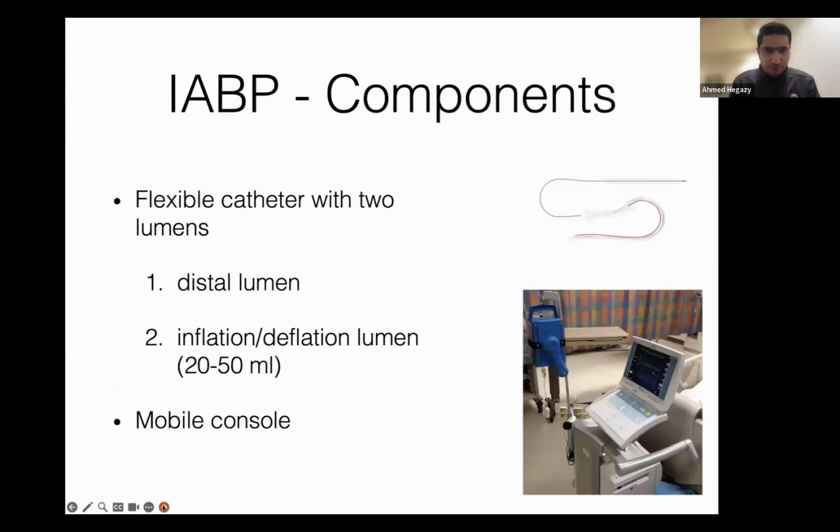The components of a balloon pump is that it's a flexible catheter with two lumens. The distal lumen is the lumen that you can transduce, that you can measure pressures through. You can flush that distal lumen as well. And then there's an inflation-deflation lumen that comes in different sizes. And the gas that it inflates and deflates is helium. Why helium? Because it has the lowest density possible. It's easy for helium to go in and out of the balloon at very quick speeds. Any other gas would have a higher density. It would be more tough to push the gas in and out that quickly. And then there's a mobile console, which controls that inflation, deflation, and controls how much augmentation you want to provide.